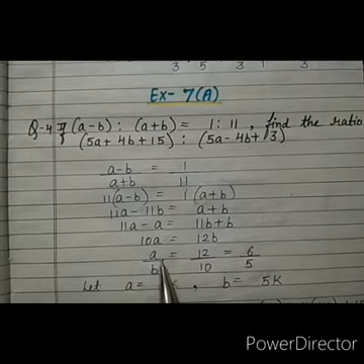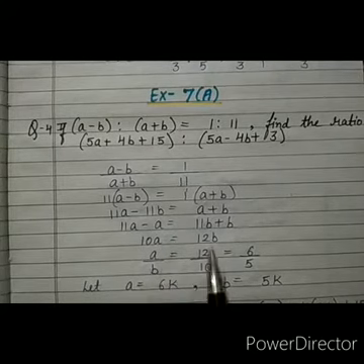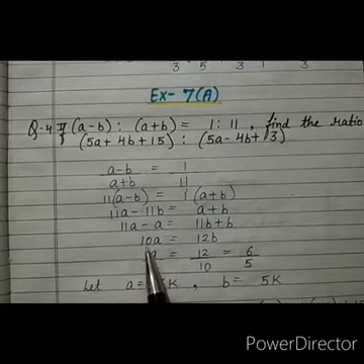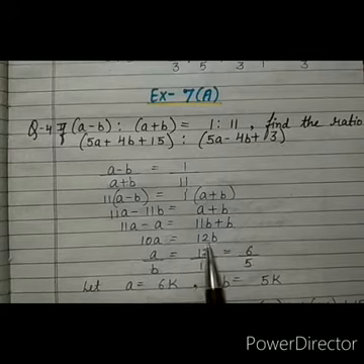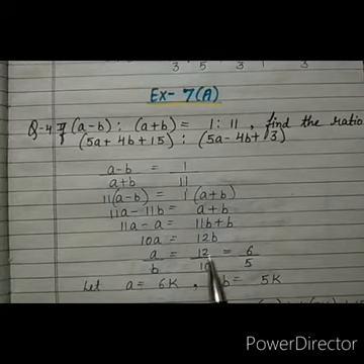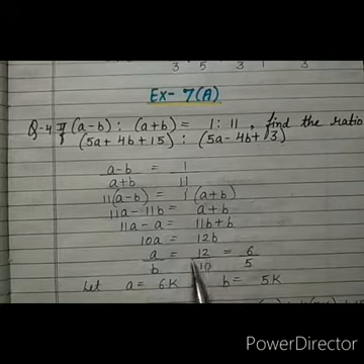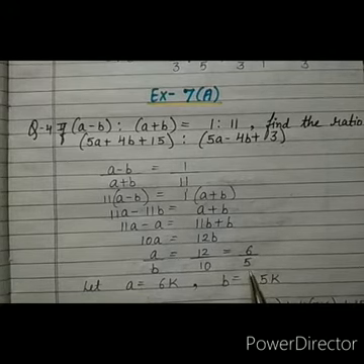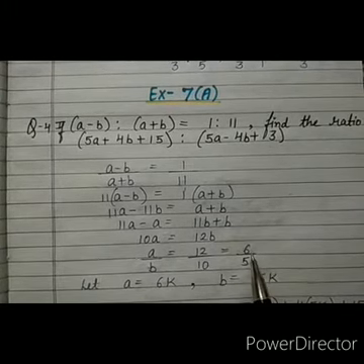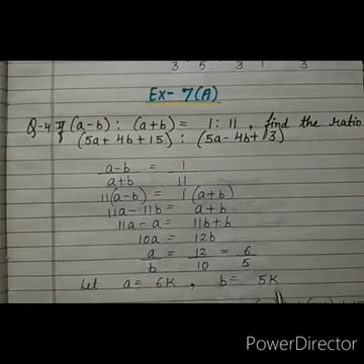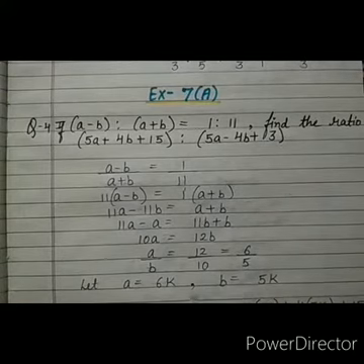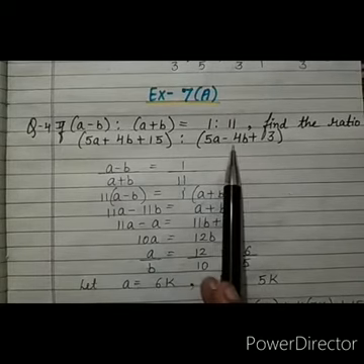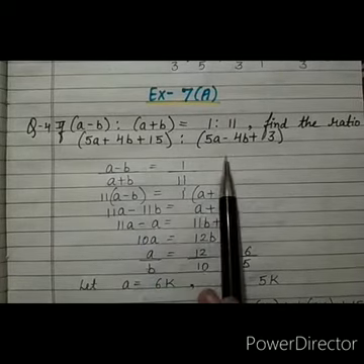Then the ratio between a and b, when this b goes to the other side, then it will be divided by a, and this 10 when goes to the other side, then it will be divided by 12. Now again when we will take the lowest form of this ratio, then it will become 6 upon 5. Now let a is equals to 6k and b is equals to 5k. Put these value in the given equation or given ratio.